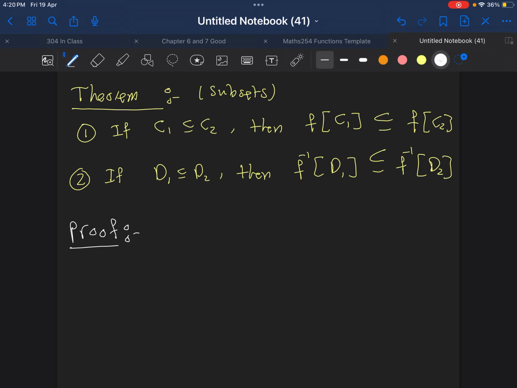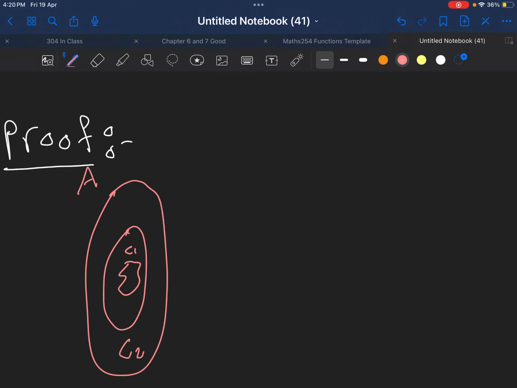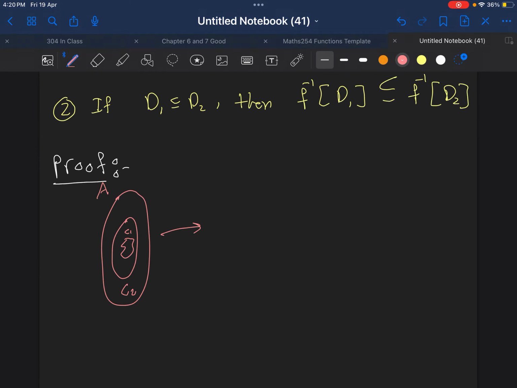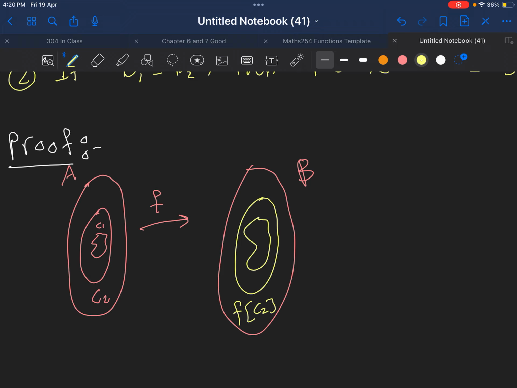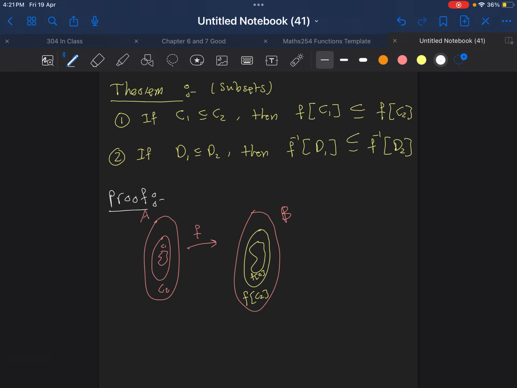If we try to visualize it with an arrow diagram, that is my set A. Now if we have C2 and inside C2 there is a tiny one which is C1. So we have C1 inside C2 and we map it with F. What we are expecting is that the big set will be mapped into F of C2, and now this tiny one will also be mapped to F of C1. That's the expectation that we have. So we will write a formal proof for this one.